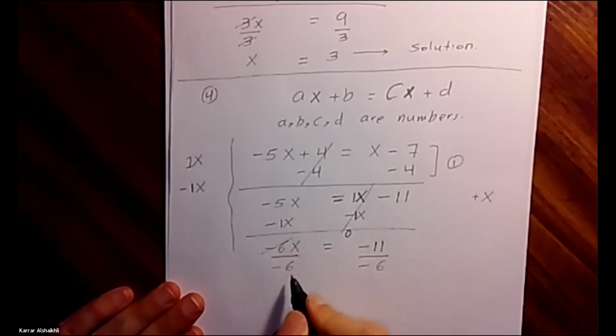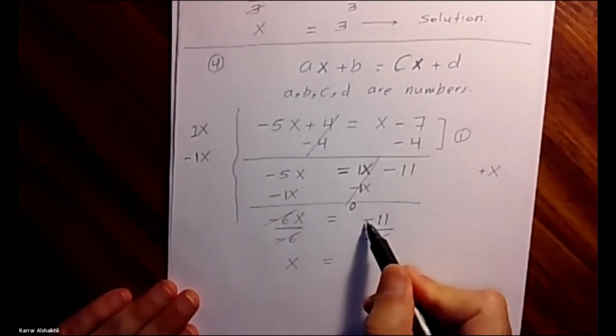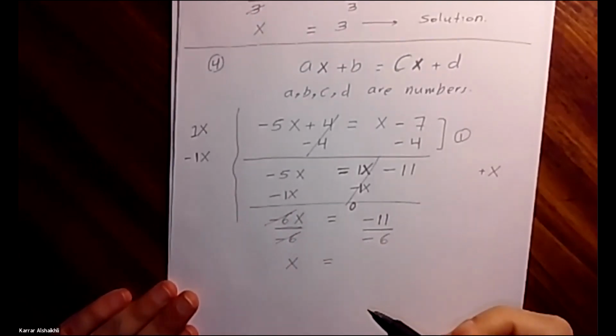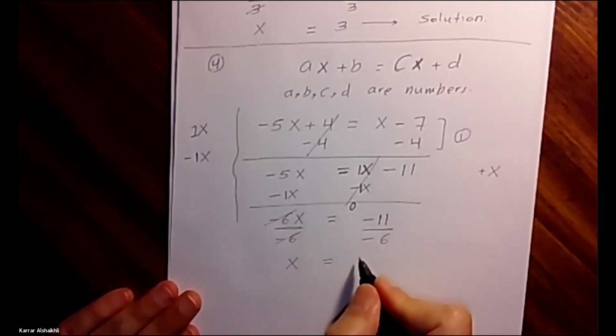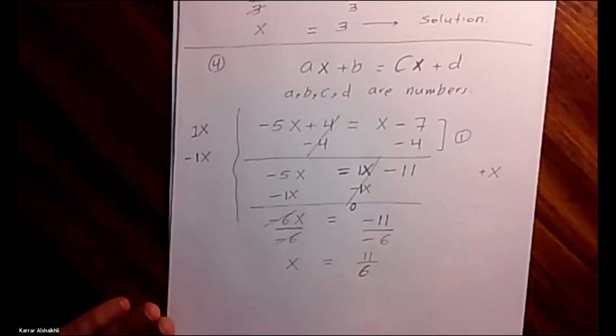So negative 6 cancels with the negative 6. The leftover here is just the x. What about the other side? Can I cancel the negative sign with the negative sign? Is that right? The solution is going to be 11 over 6.